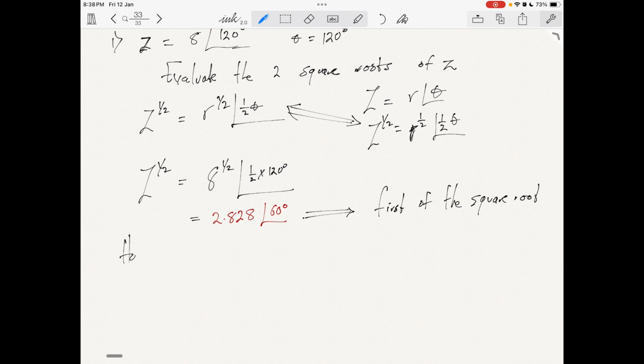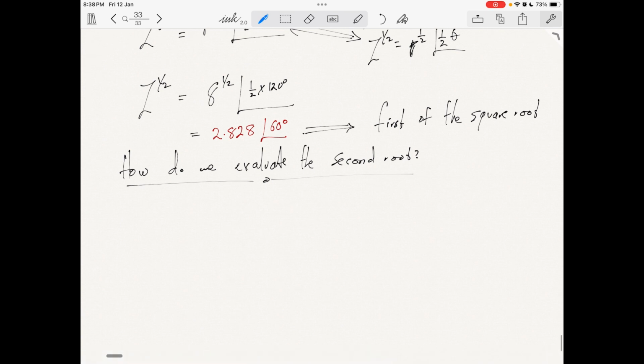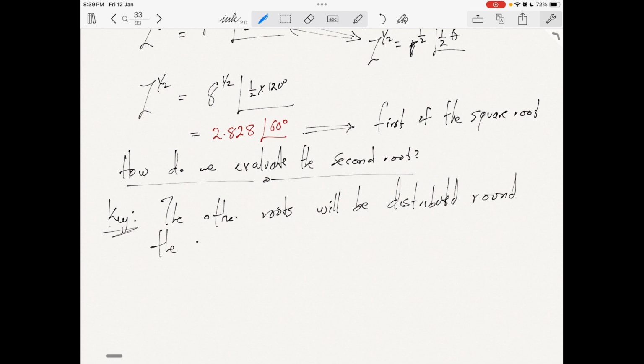Now how do we evaluate the second root? In this case, we want to apply an extended form of DeMoivre's theorem, such that the other root, this is the key, it says that the other root will be distributed round the Argand diagram at regular intervals of 360 degrees over n.